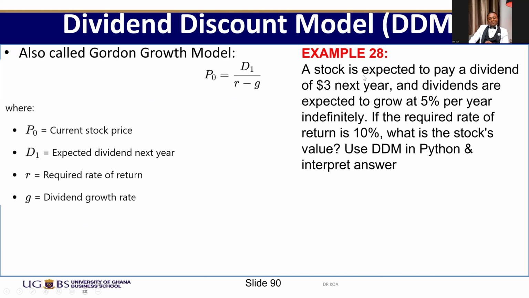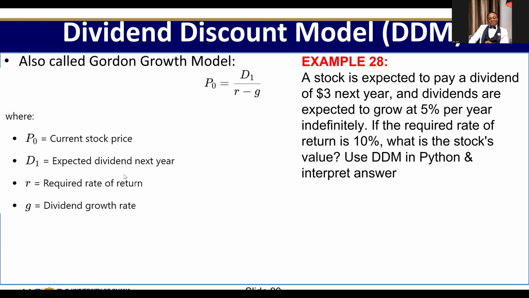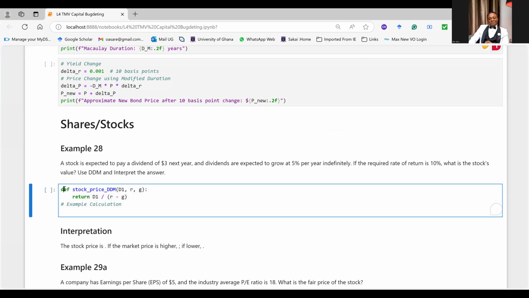And the question was, a stock is expected to pay a dividend of $3 next year. The dividends are expected to grow 5% per year indefinitely. If the required rate of return is 10%, what is the stock's value? So you're calculating the value of the stock. Use the dividend discounted model in Python and interpret your answer. So when you go to Python here, okay, that is a question. This is just the definition.